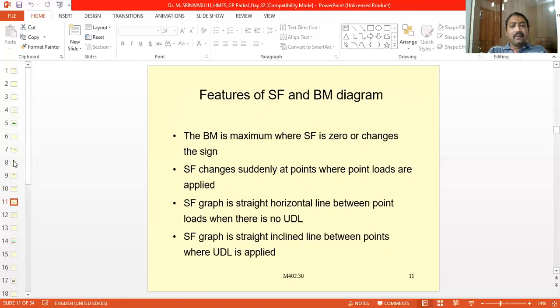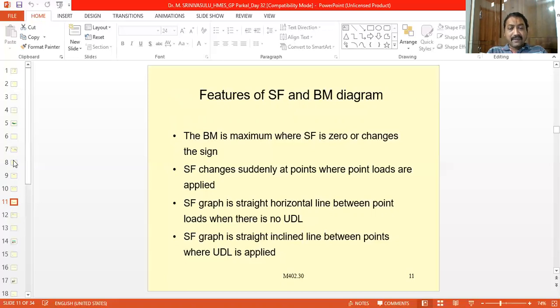Then the next one is the features of the shear force and bending moment diagram. This is also very important while constructing the shear force and bending moment diagram. We have to follow certain things for the construction of the shear force and bending moment diagrams.